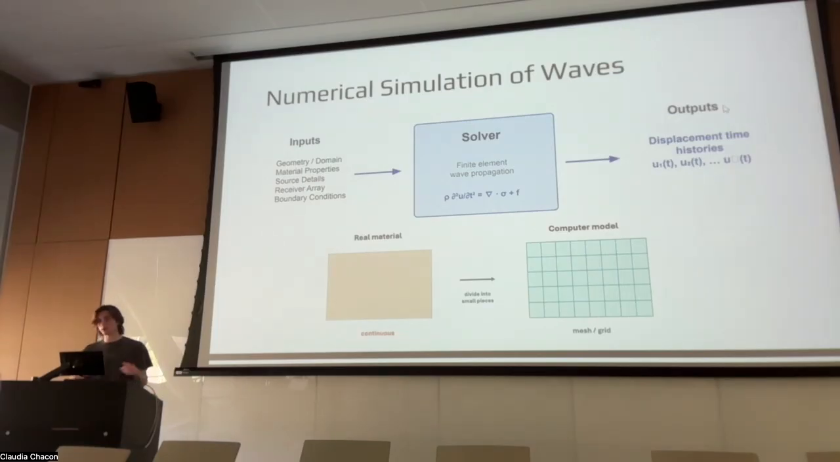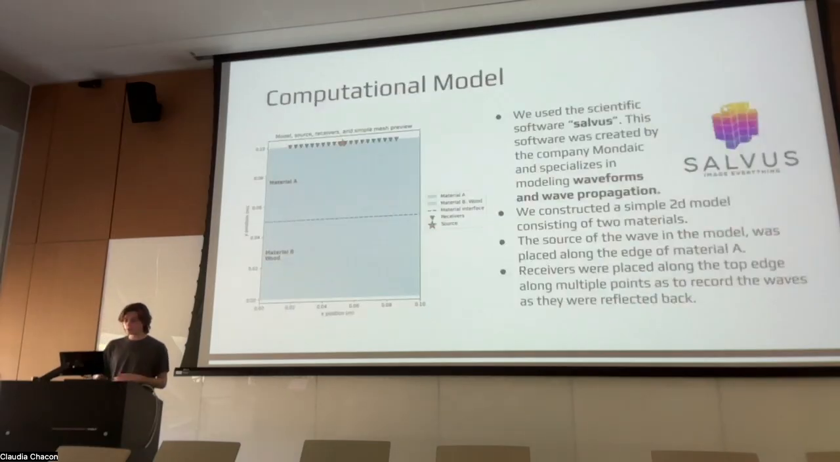So knowing all of this, we made a computer model in which, within a 100 millimeter by 100 millimeter space, which we simulated on the computer with the properties of different materials, we then used a computer program to simulate what would happen if certain waves pass through these materials and bounce off the boundary between them. So the computational model we used to do this is known as Salvus, which is a program made by the company Mondaic, which specializes in modeling waveforms.